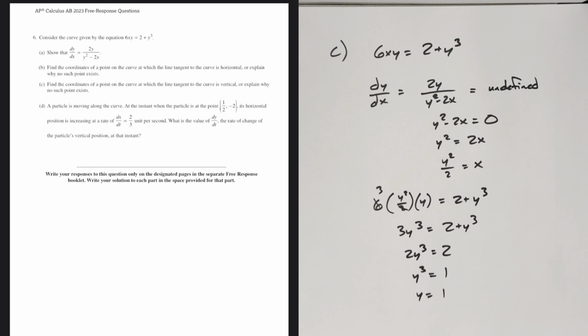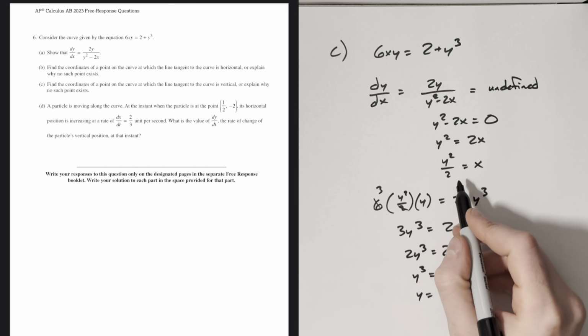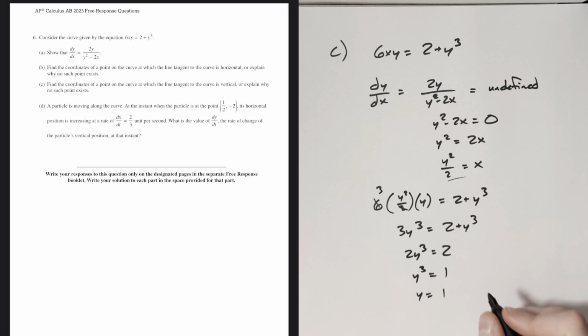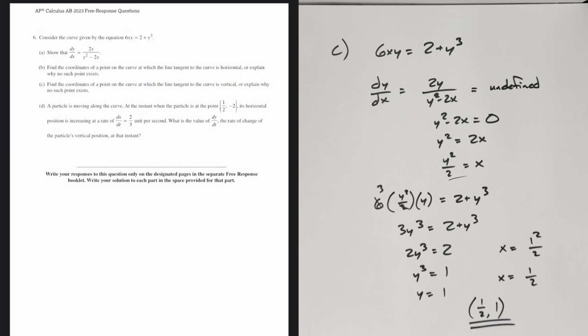So that's the y value of the point. To find the x value, I just plug it back in to this equation up there, and I get x equals 1 squared over 2. So x equals 1/2. So therefore, the coordinates of the point that satisfies this is (1/2, 1). And that is the only point on the curve that satisfies that there is a vertical tangent at the point. So that is our final answer there.